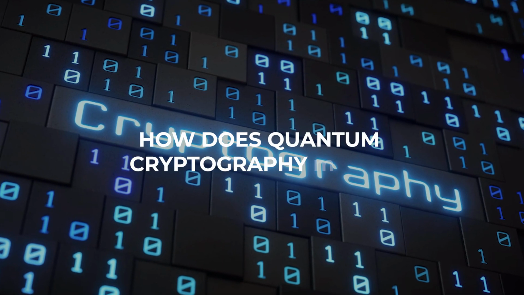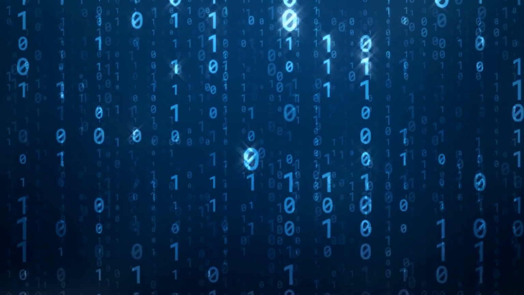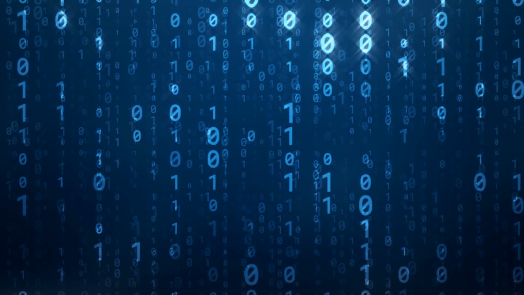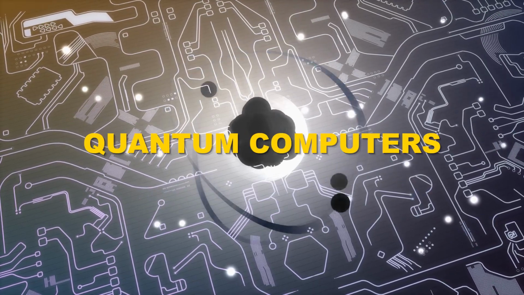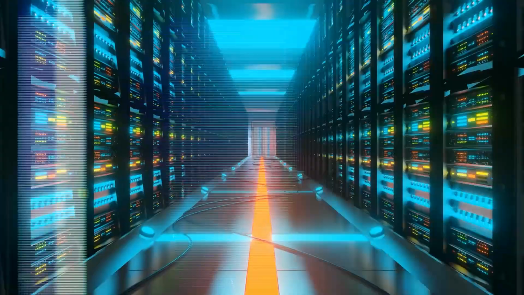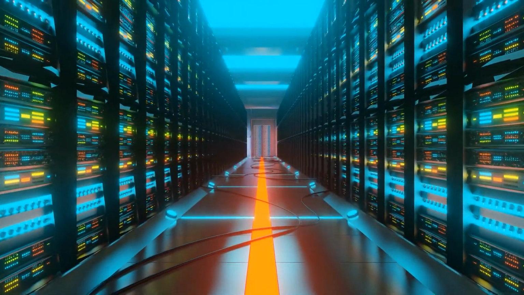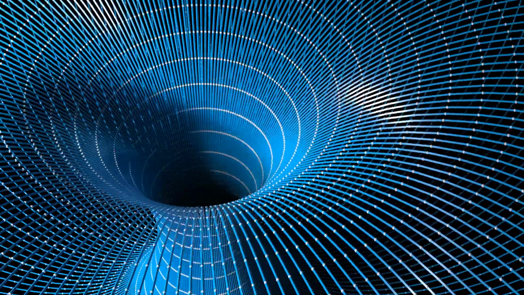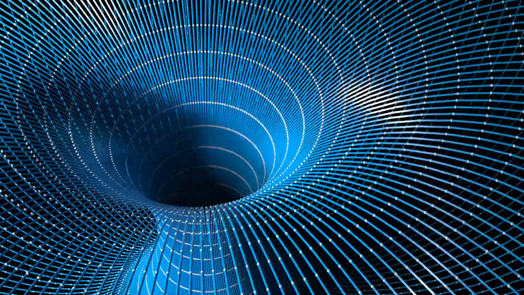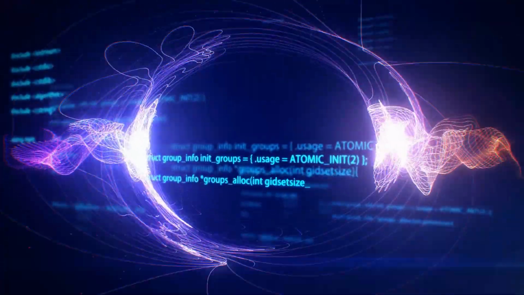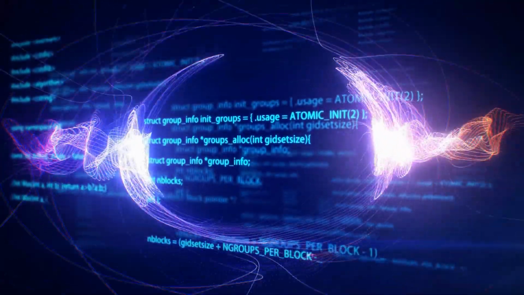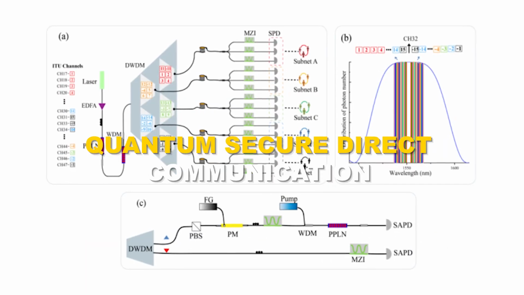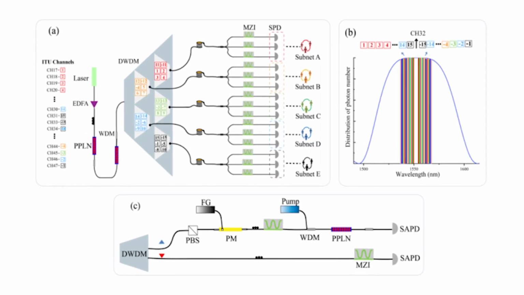How does quantum cryptography work? Traditional cryptography is based on mathematical problems that can be solved by computers. But quantum computers, which are still in development, are expected to be able to break these codes. Quantum cryptography, on the other hand, is based on the laws of quantum mechanics, which are much more difficult to crack.